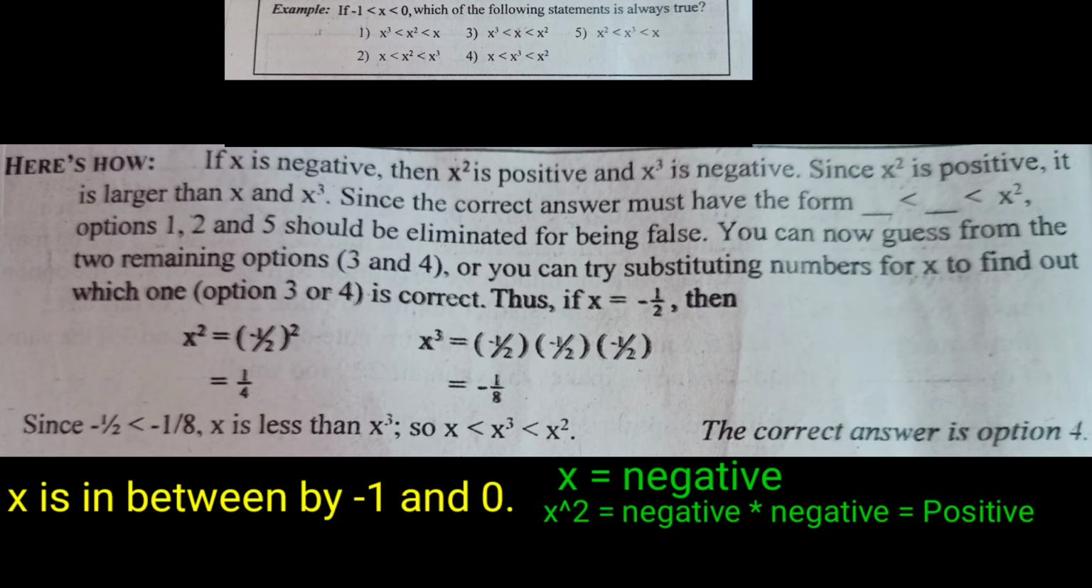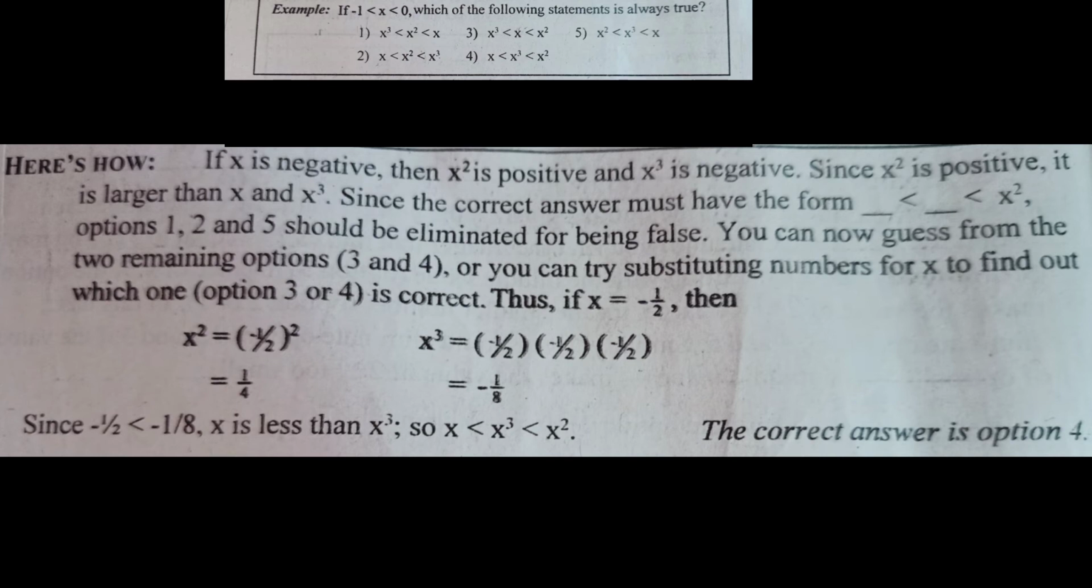Since x squared is positive, it is larger than x and x cubed. Since the correct answer must have the form blank less than blank less than x squared, options 1, 2, and 5 should be eliminated for being false. You can now guess from the 2 remaining options, 3 and 4, or you can try substituting numbers for x to find out which one, option 3 or 4, is the correct one.